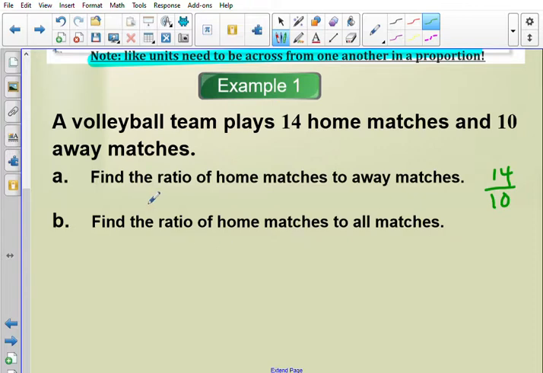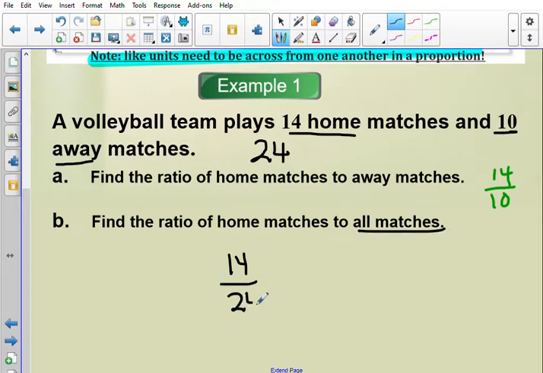That's the first. B says find the ratio of home matches to all matches. It does not state all matches up here directly. You have to go, okay, well, if I play 14 at home and 10 of them are away, altogether I came up with 24 games. So it wants the ratio of home matches, 14, to the total matches, and all of the matches was 24.